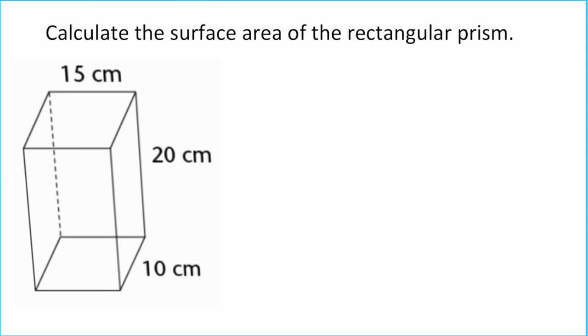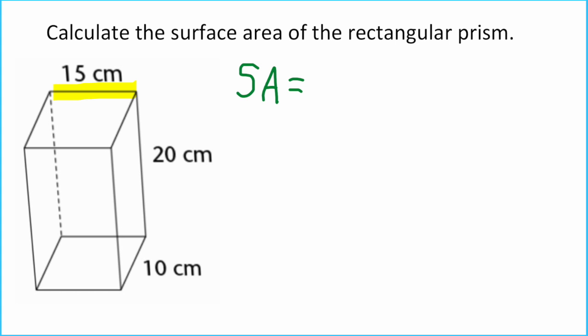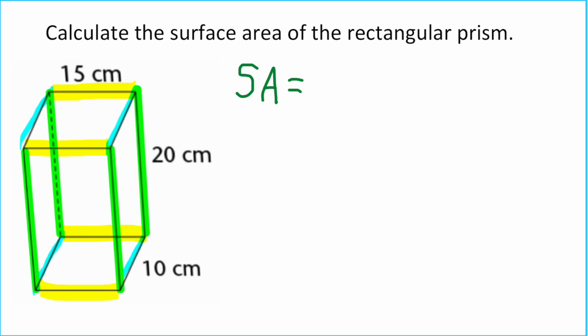Okay, let's take a look at a problem here. We're going to calculate the surface area of this rectangular prism. So our first step to find the surface area is to figure out what this shape is made out of. Let's take a look at some measurements here. There's our 15 centimeters. There are other places in this diagram that have the same measurement. There they are. Likewise, we have 10 centimeters, which would show up in 4 different places, and same with the 20. So this will help us when we have to label the different sides that we have.